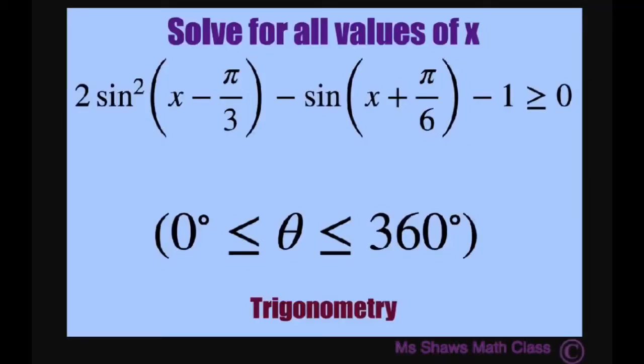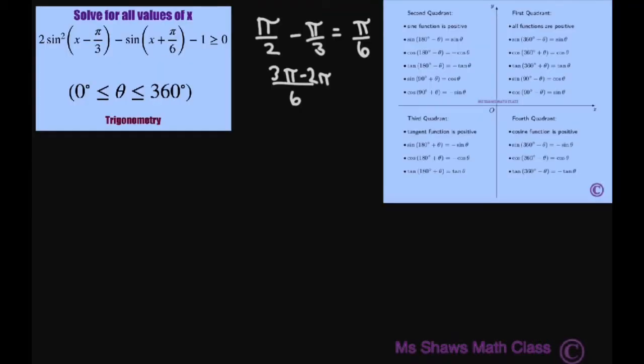Everyone, we're going to solve for all values of x for our inequality: 2 sine squared of (x minus pi divided by 3) minus sine of (x plus pi divided by 6) minus 1 is greater than or equal to 0 over the interval 0 to 360 degrees. All right, this would be great because we could factor this if these two terms were the same, and they're not. So what I'm going to do is make them the same.